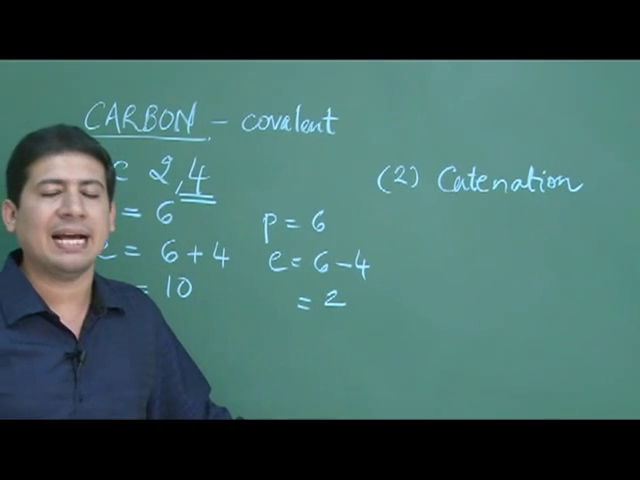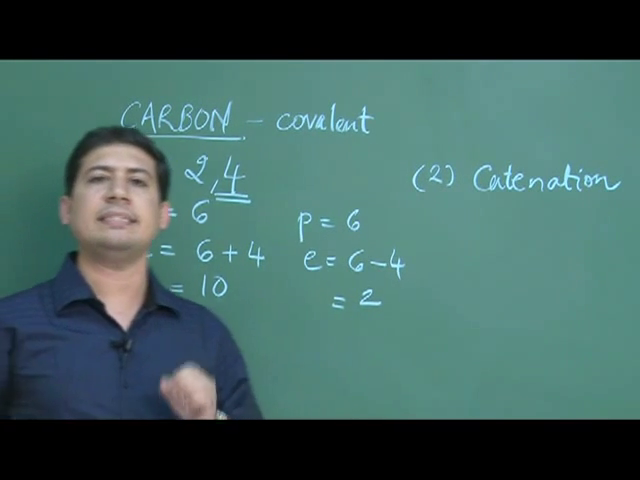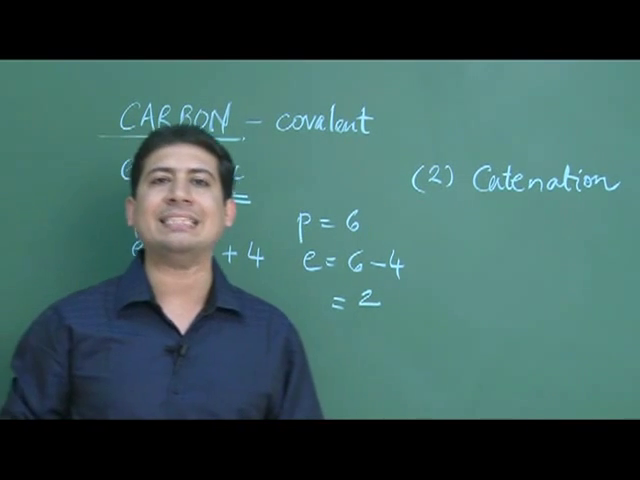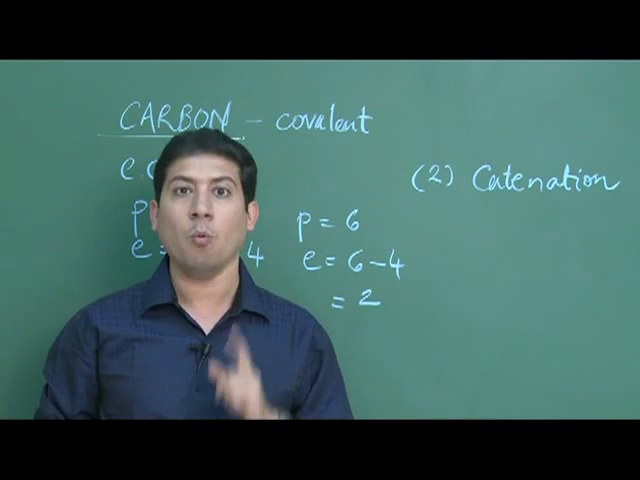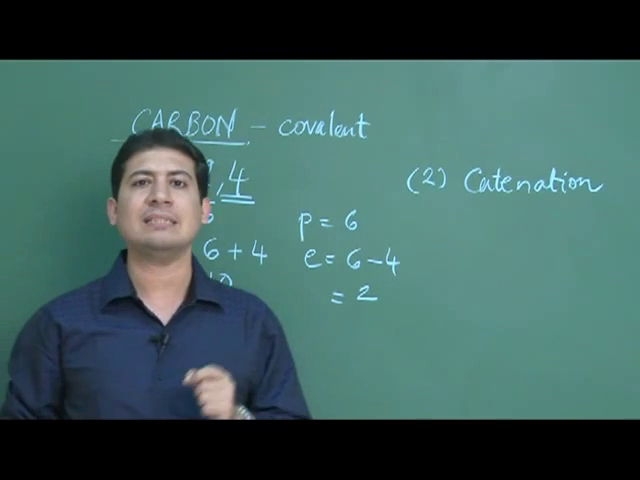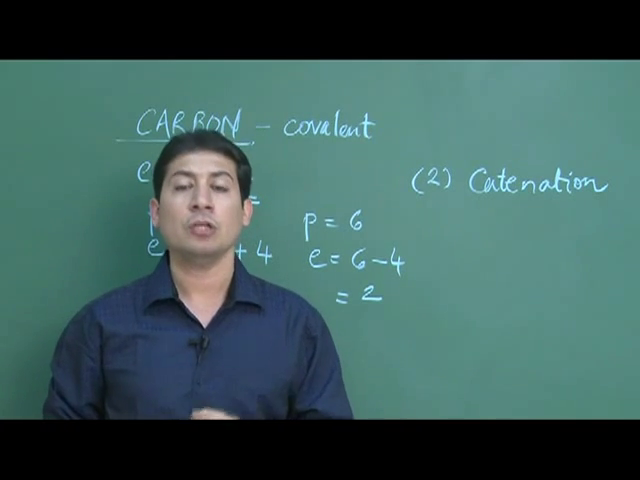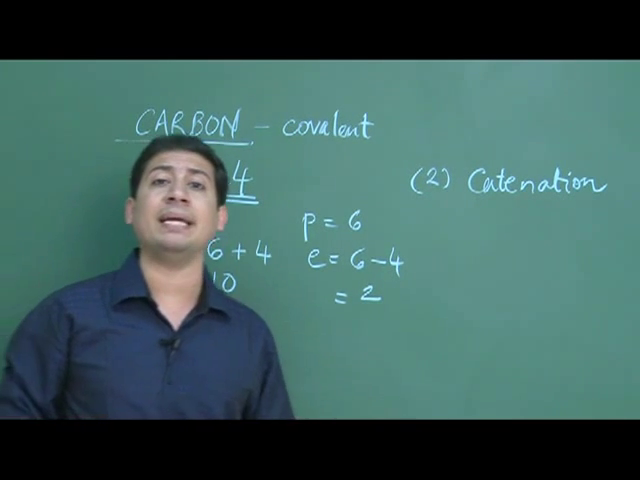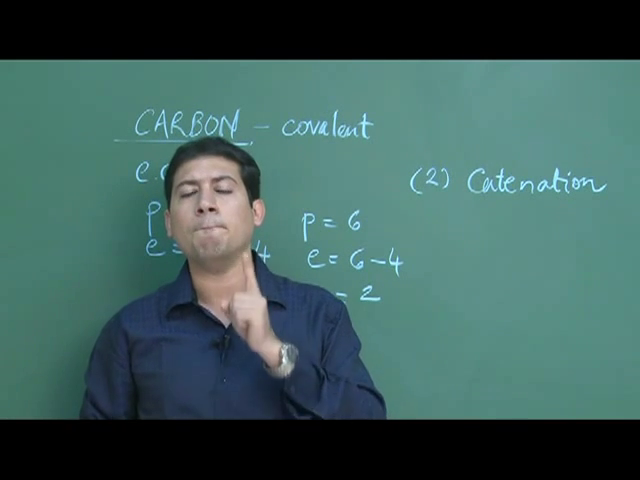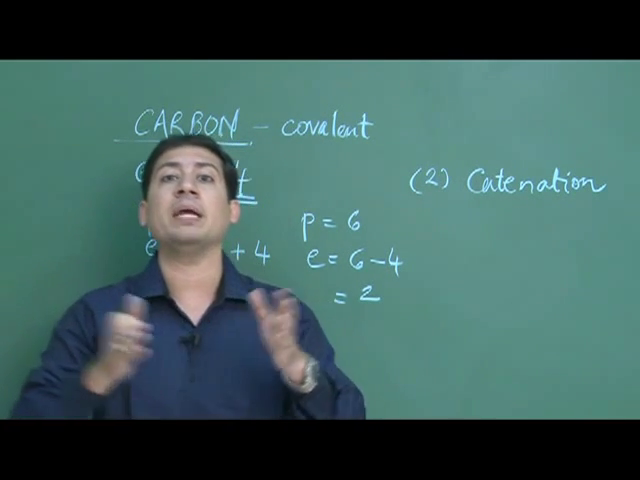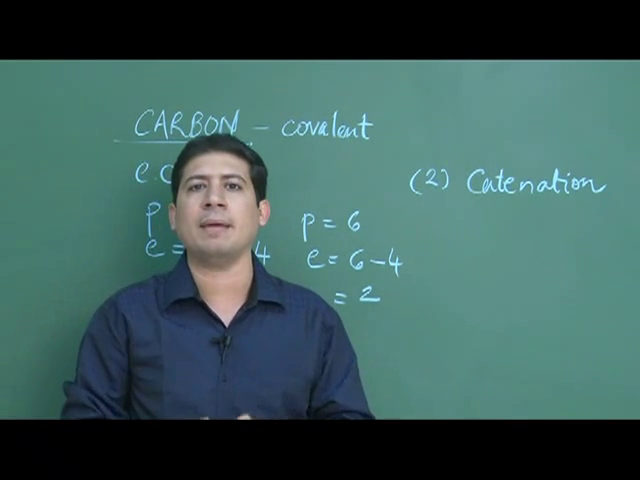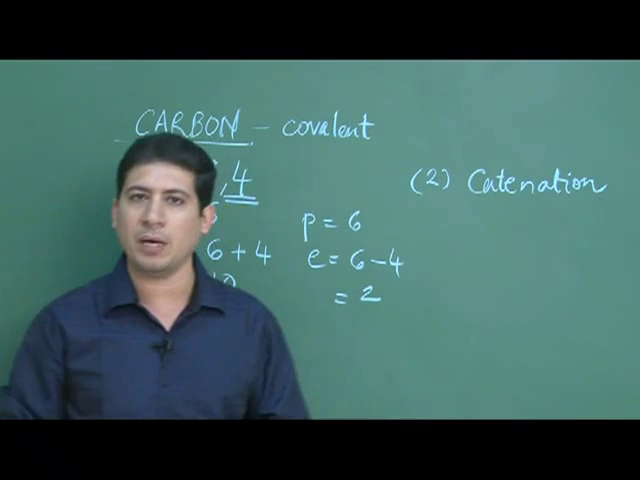Let me define concatenation to you. It is a tendency of an element to form long chains of identical atoms. Once again I repeat it, try and understand. Concatenation is the tendency of an element to form long chains of identical atoms. Carbon atom shows maximum tendency of forming long chains. Carbon atom can easily combine with other carbon atoms, forming a large number of compounds.